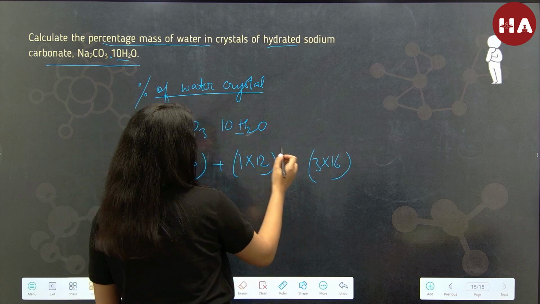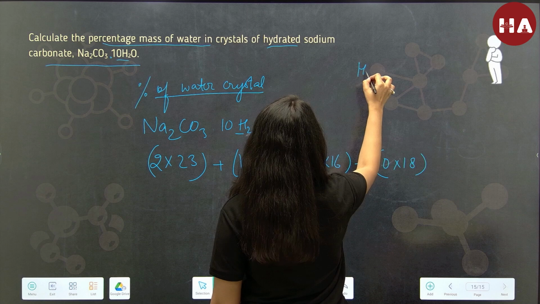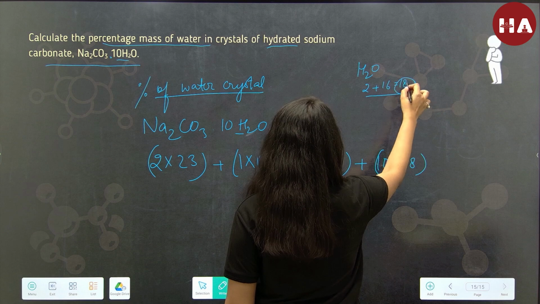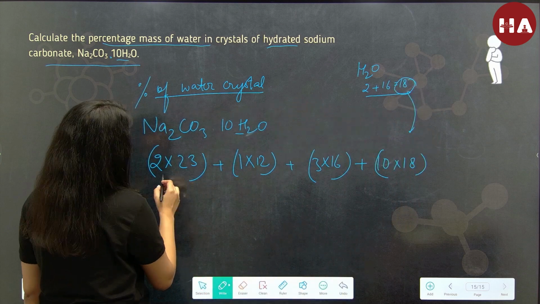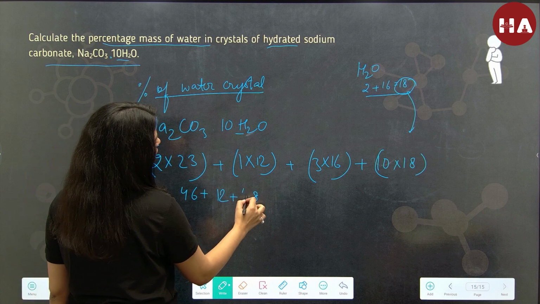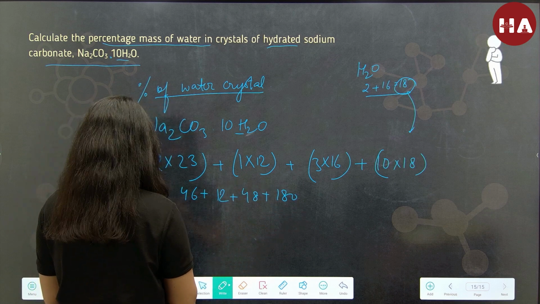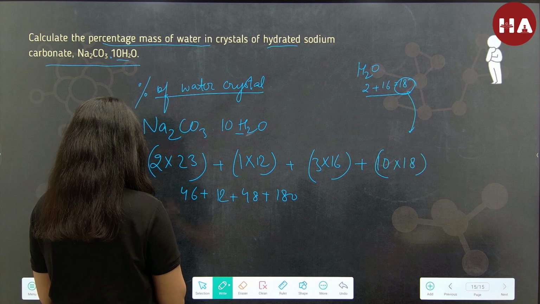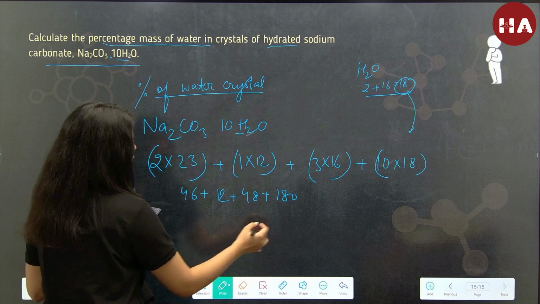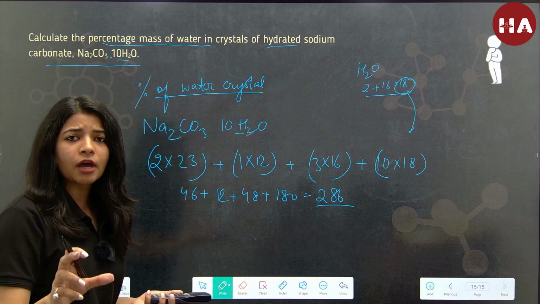And how many H2O? 10. So plus 10 times 18. Why 18? Because molecular mass of H2O is 2 plus 16, which is 18. So from here I am writing the data. Now let's calculate 46 plus 12, 48 plus 180. This will give you 286. So 286 is the molecular mass of sodium carbonate decahydrate.